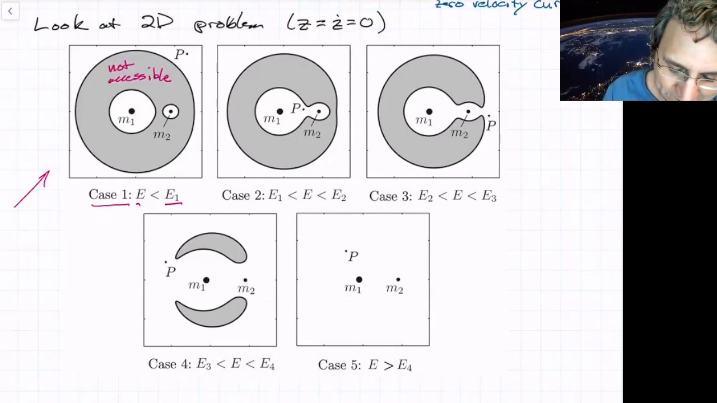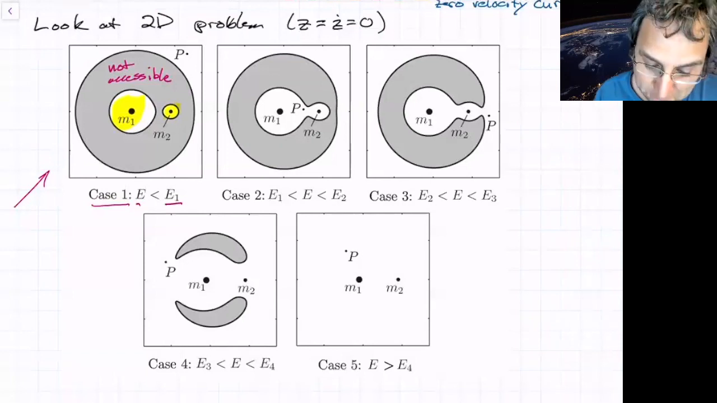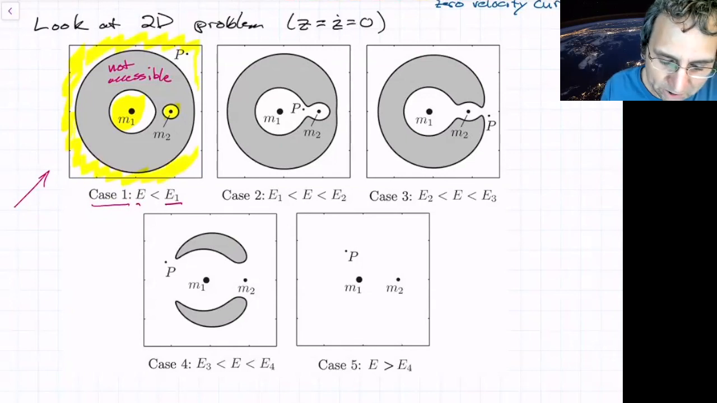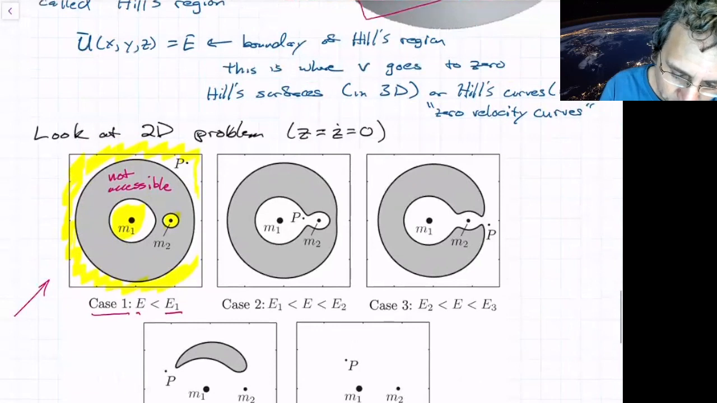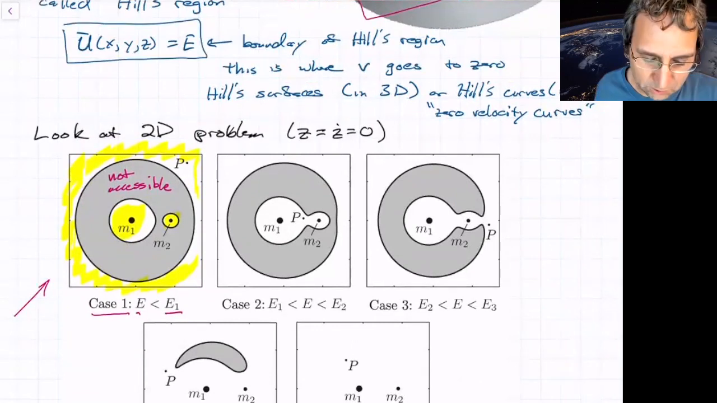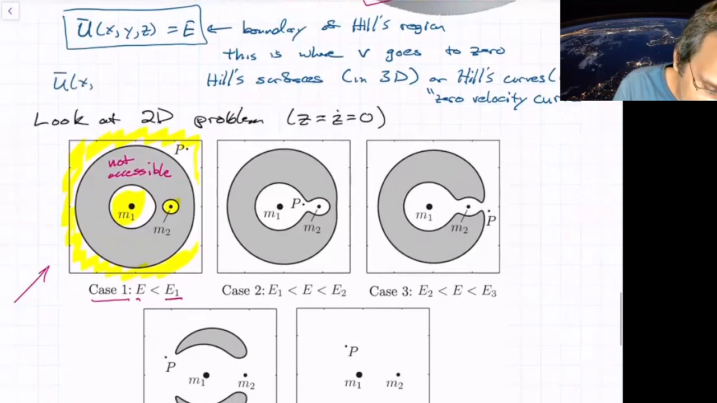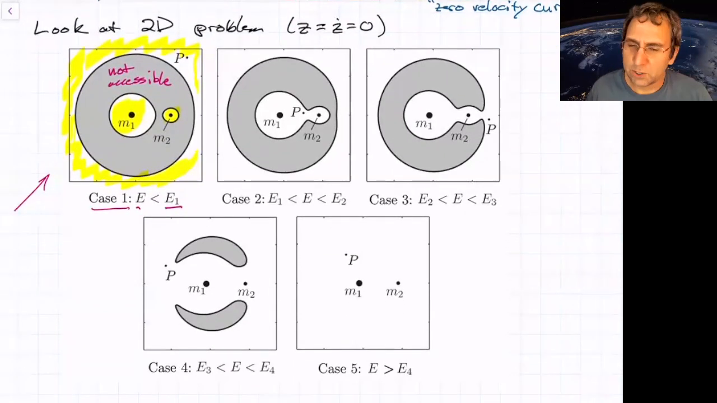So that's not accessible. Instead, you could have motion around M1, the larger primary, motion around M2, the smaller primary, or motion outside both of them. And the boundary is this black curve. Those black curves are exactly the locations where we have this condition: U bar equal to E. And in that case, it would be U bar of just X and Y equal to E, because Z is 0. Most of the orbits that we deal with in the two-body system are in this case 1.